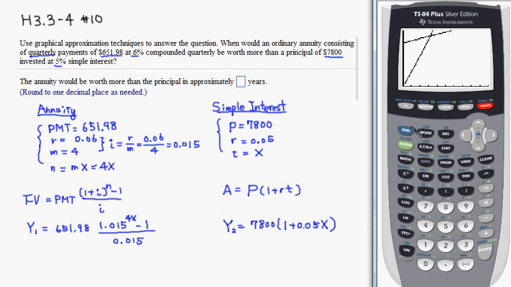We're going to use second trace, that's the calc function, and we're going to use number 5. Then first curve, enter, second curve, enter, and the guess, enter. Then it gives you an intersection, which came out to be 3.17. Since we have to round it to 1 decimal place, the answer is 3.2 years. All right, that's it. I hope that this was clear.